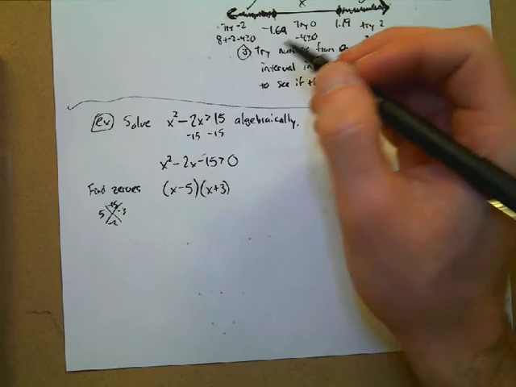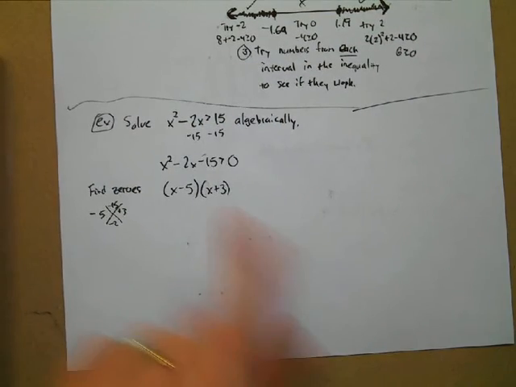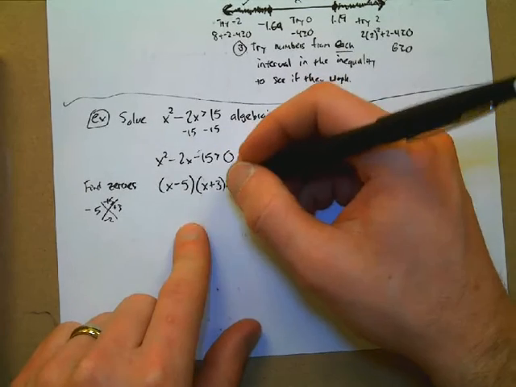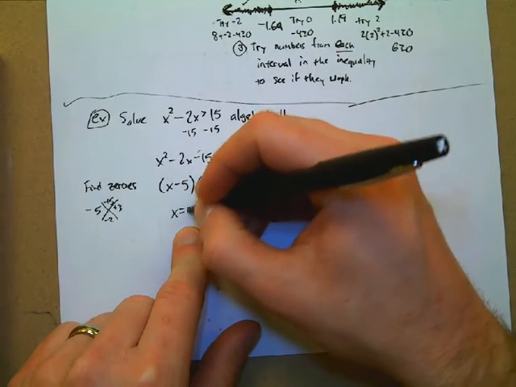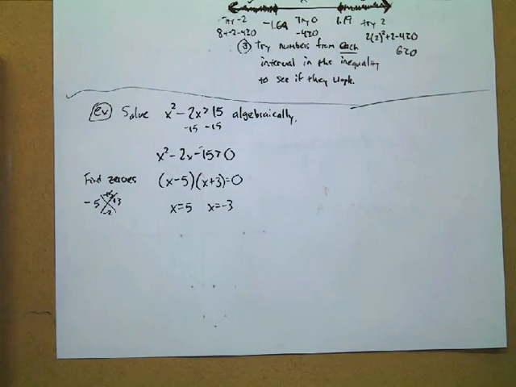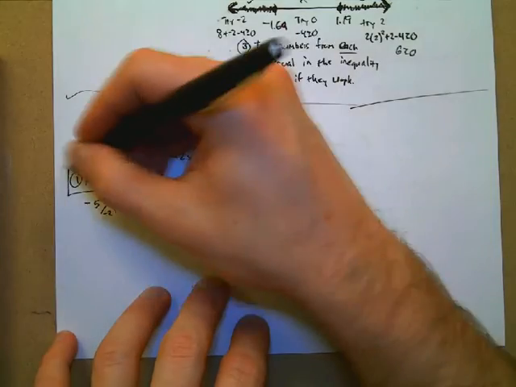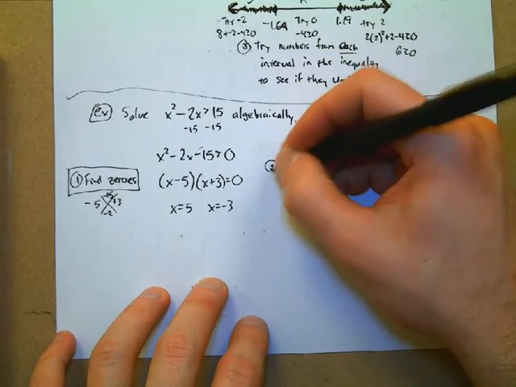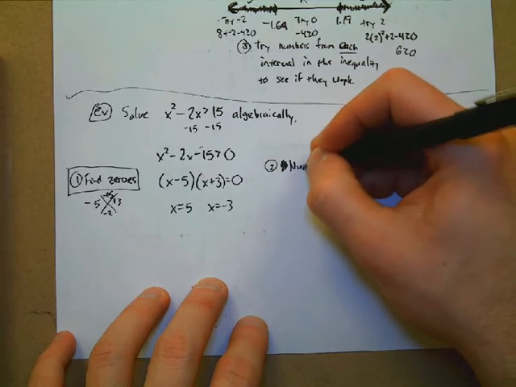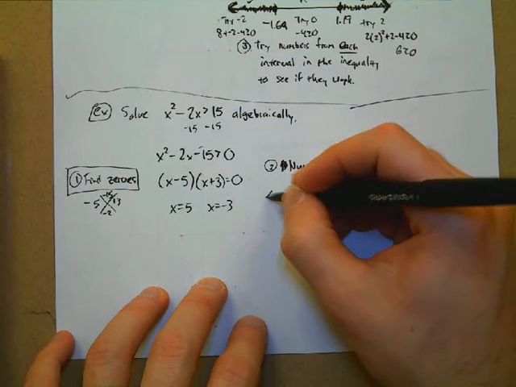Next thing we'll do is draw our number line. So negative 3 and 5. What kind of dots should we put at the negative 3 and the 5? Should they be filled in or should they be open? Greg says open. Yes. And why do they need to be open here, folks? We don't have the equal to. So open circle, open circle.